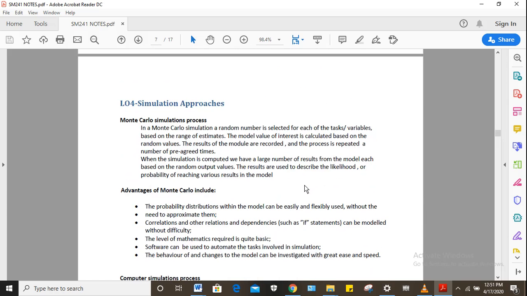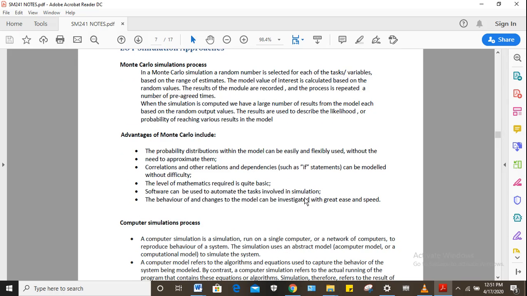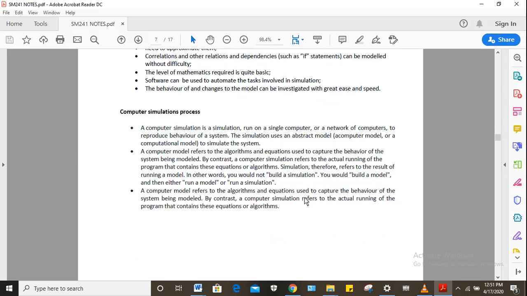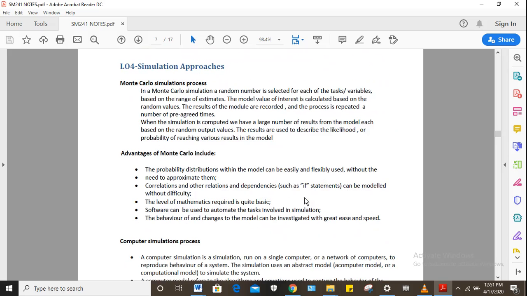Then the 4th learning outcome talks about simulation approaches. So we talked about the Monte Carlo. We go deeper into it. We look at the advantages of it. So we need to look at that. Then there's also computer simulation processes as well. You also need to read about that.